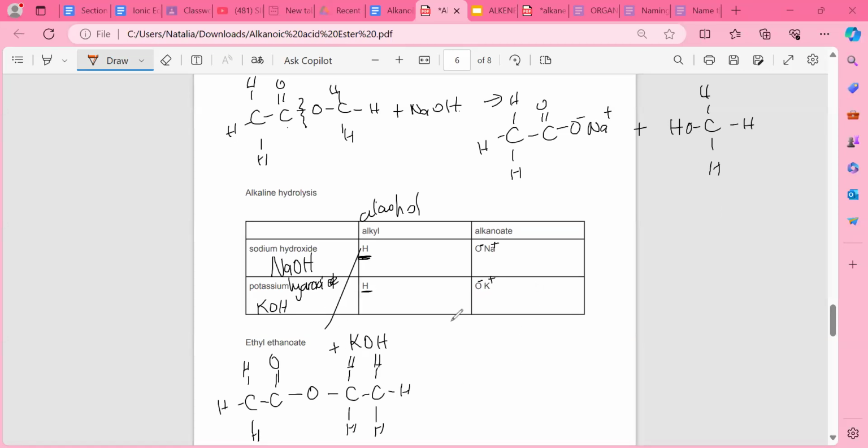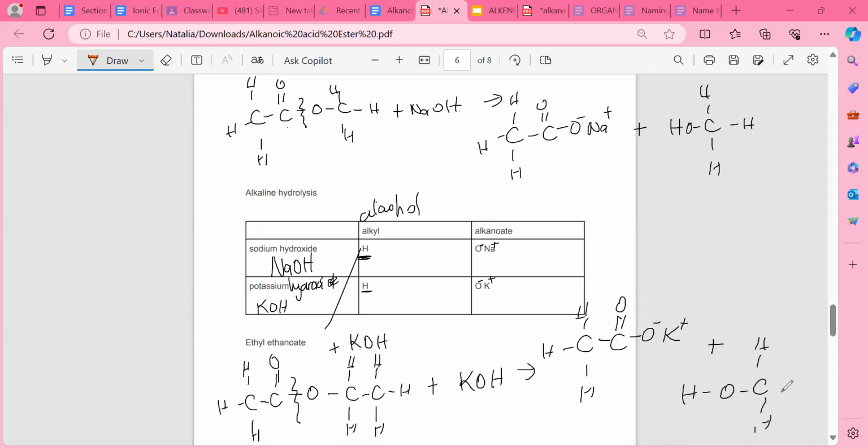Now I am reacting ethyl ethanoate with KOH. I'm going to split the molecule right here. So to the first part, which is the acid part, I am going to add OK. And to this part, I'm going to add H. So H is there. I have O, H, H, CH3 right there. Clear?